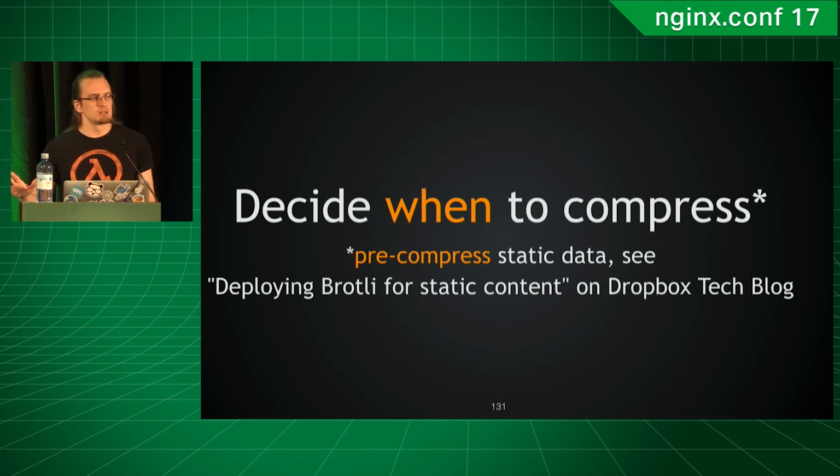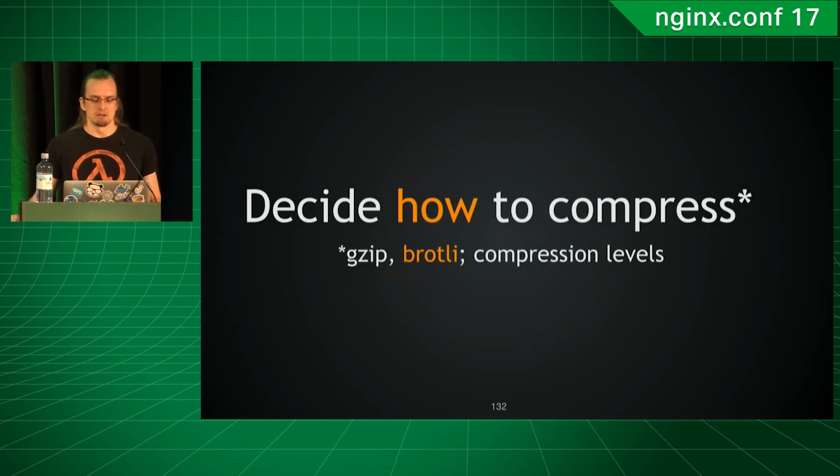And then you need to decide when to compress stuff. I had a blog post on the Dropbox tech blog about deploying Brotli for static content at Dropbox. So the main idea: if your data is static, you can pre-compress it beforehand and get the maximum possible compression ratios. And it will be free because it's an offline operation. It's part of your static build step. So when to compress is also a question. Try to pre-compress all the static content.